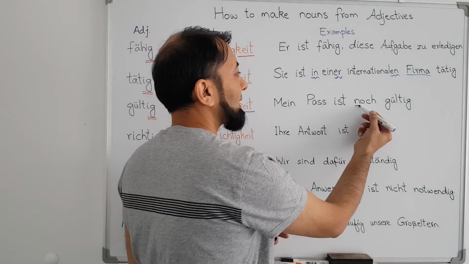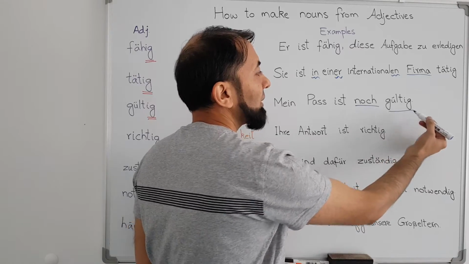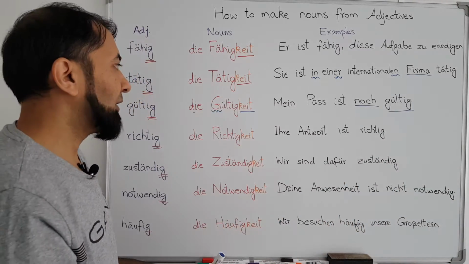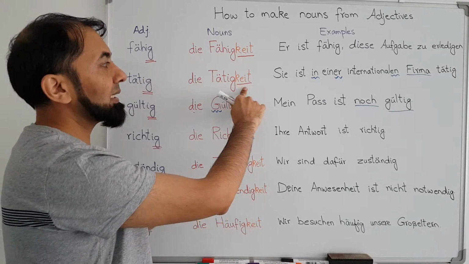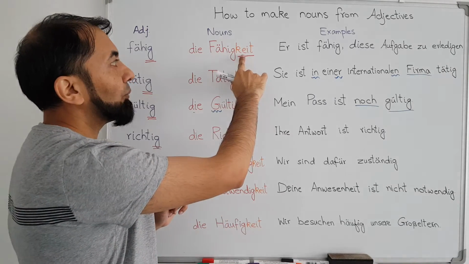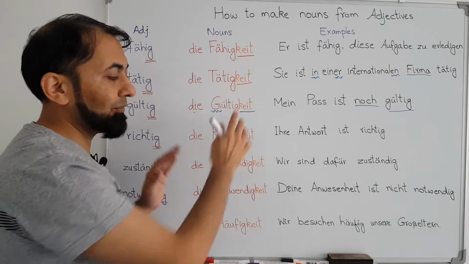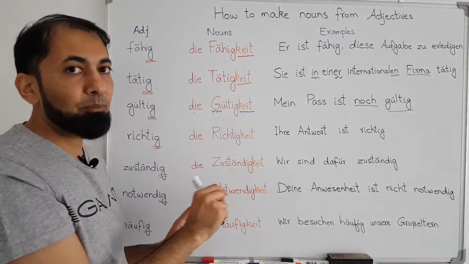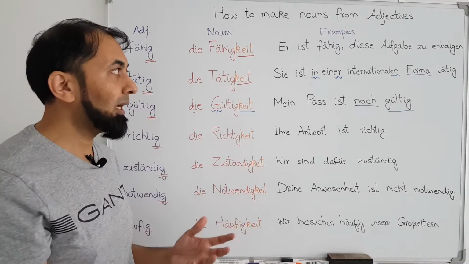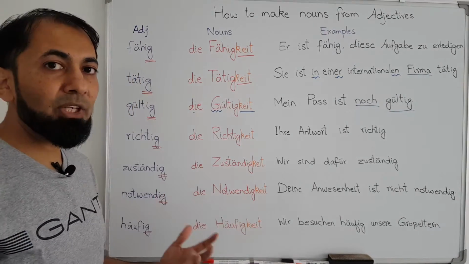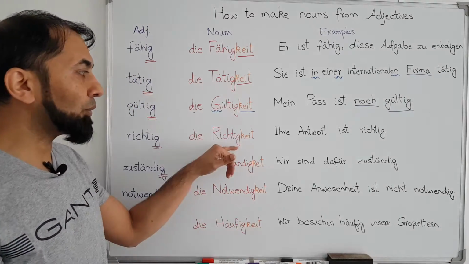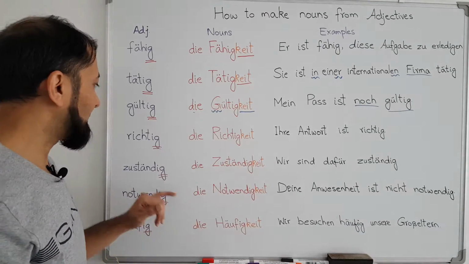Noch means still and gültig means valid. Now you have to make one sentence with Gültigkeit, one sentence with Tätigkeit, one sentence with Fähigkeit and with all the other nouns, and put them in the comment section so that we increase our vocabulary and know how to use the nouns in sentences.